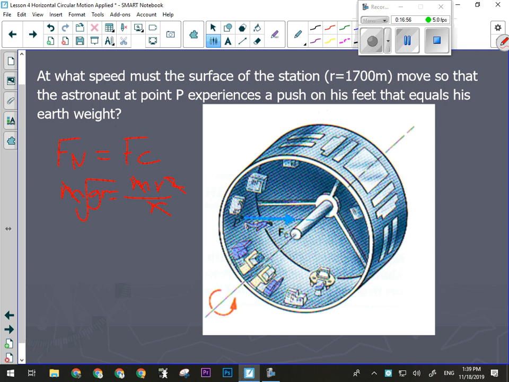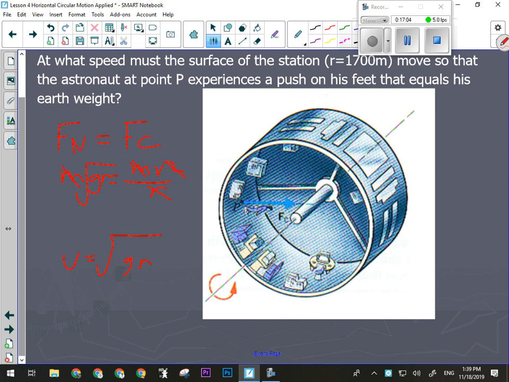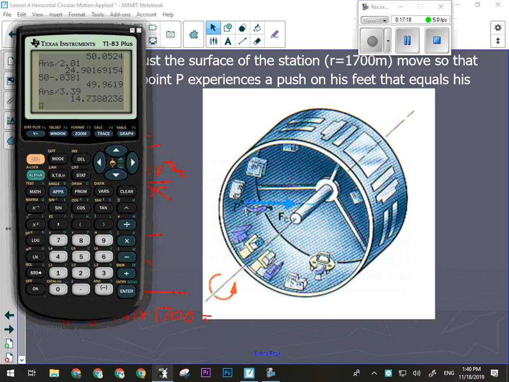So v will equal the square root of g r, not mu g r. It's different, this is g r. Now that we have that, v equals the square root of the acceleration due to gravity at home, 9.81, times the radius of the station, 1,700 meters. So the square root of 9.81 times 1,700.